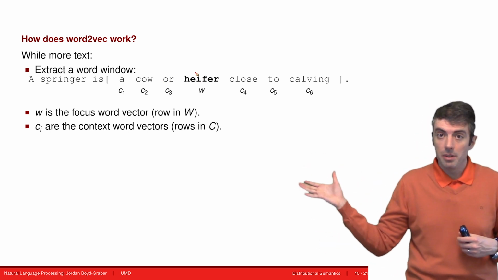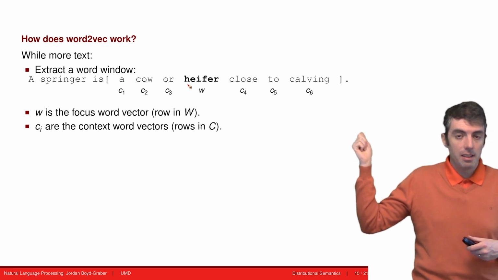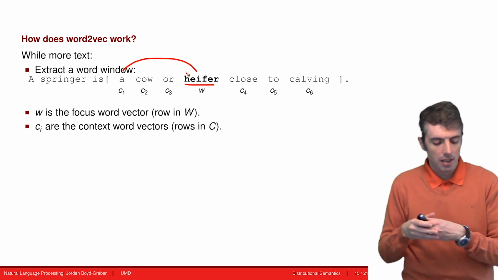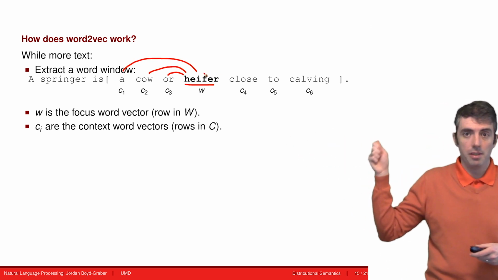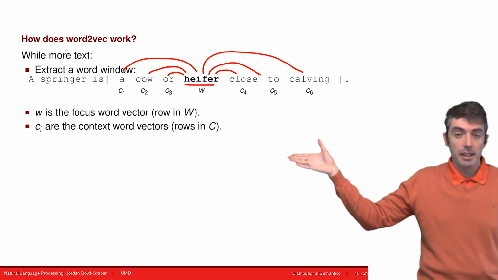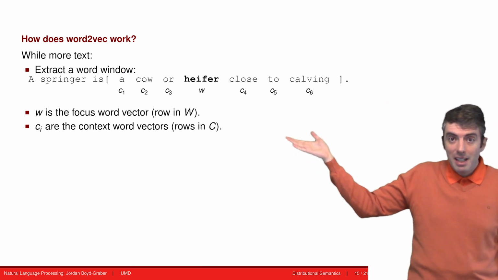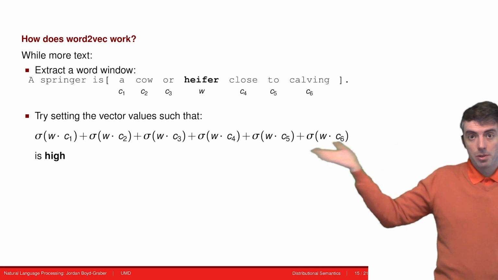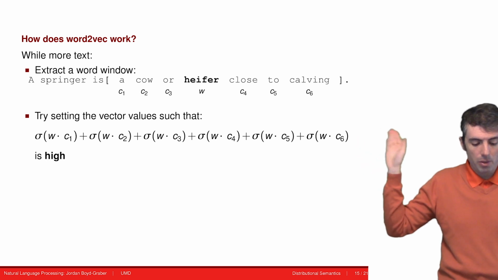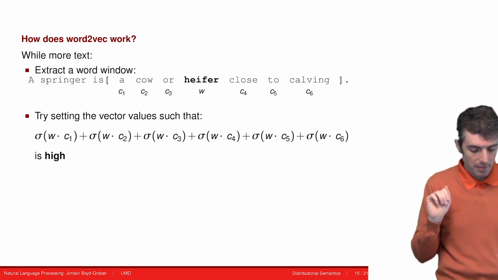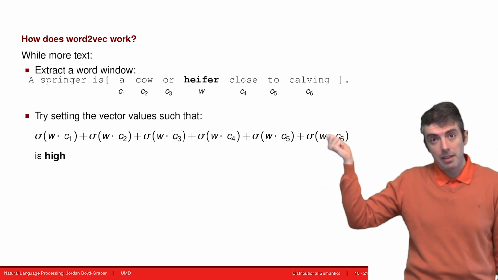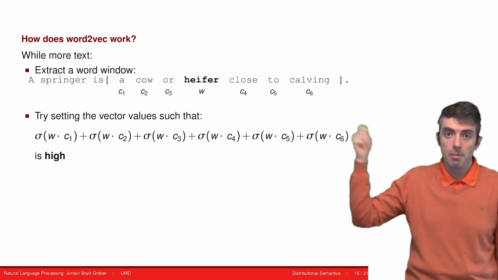First, let's find some window. And so this will give us both a context and a focus word. In this case, our focus word is heifer, and our context is a cow or close to calving. There are 6 context words. We want to predict those context words from the focus word. So we know what the true context actually is. So we have, in essence, 6 logistic regressions with true observations. One for each: one is cow, one is or, one is close, one is to, one is calving. These are the 6 predictions that our model should make correctly. So we want these values to be high once you take the dot product and pass them through the sigmoid function.